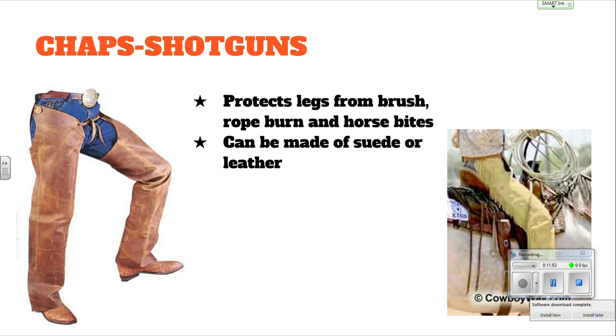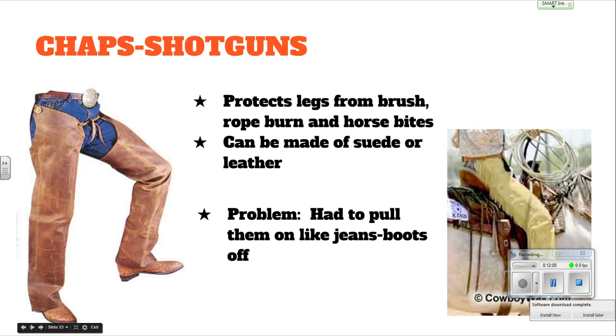Now, these can be made out of suede or leather so that they are hardy in the weather and all that fun stuff. But there is a drawback to this particular brand. The problem? You had to pull them on like you put on jeans. And when you're out in the outside, cowboys don't want to take off their boots. And they had to actually take off their boots to put these on, which was a pain in the butt. Because again, remember, we've got rattlesnakes and all that stuff going on. So they said, I don't really like those shotguns a whole lot. So they went to this next brand.